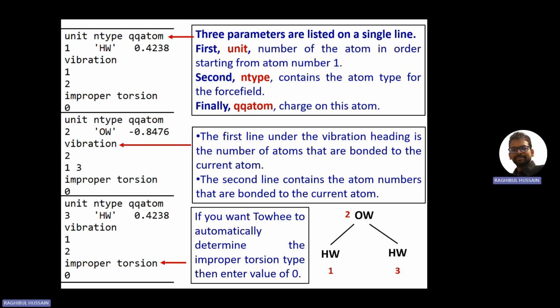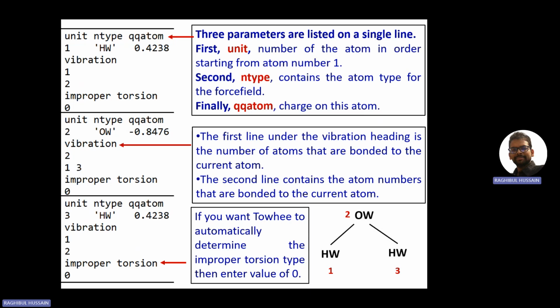Again, this will be defined by you. You will define what variable you want to assign that type. So I am saying the first unit, we are starting with first, and the type is HW, and this is the charge on the hydrogen atom, 0.423. So this is the meaning of this line. Simple.